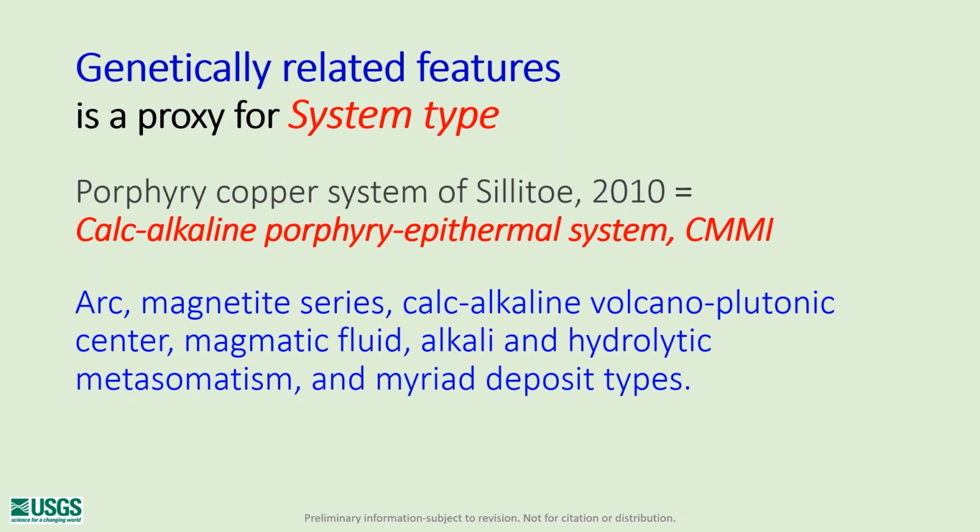The following example illustrates what we mean by system type and genetically related features. The well-known porphyry copper system of Sillitoe is equivalent to our calc-alkaline Porphyry-Epithermal system. We selected this name because it has a petrology term and it specifies that the system includes epithermal deposits. The genetically related features entry for this system type is ARC, magnetite series, calc-alkaline volcano-plutonic center, magmatic fluid, alkali and hydrolytic metasomatism, and myriad deposit types. Analogous entries are provided for every system type in Table 2.